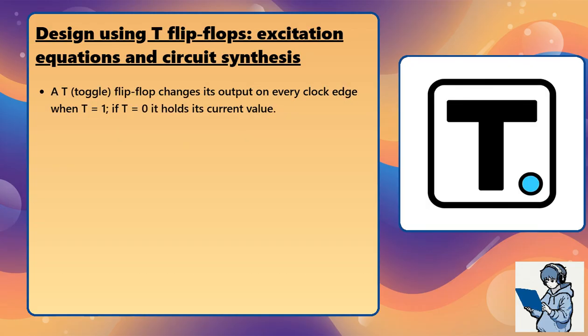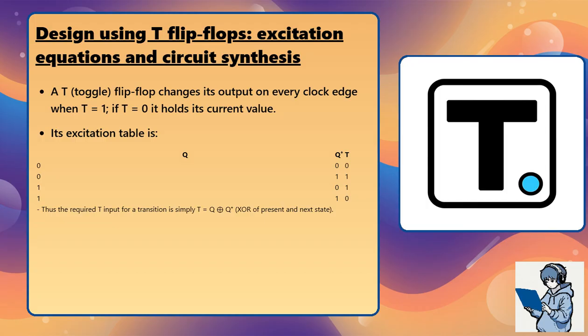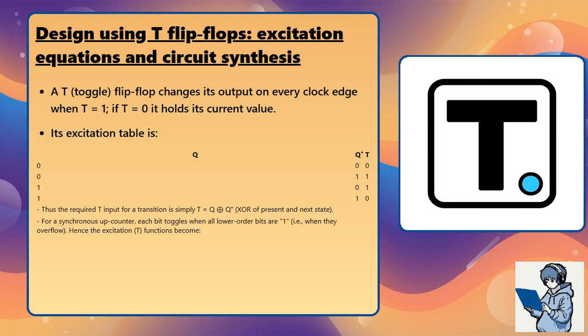A T (toggle) flip-flop changes its output on every clock edge when T equals 1. If T equals 0, it holds its current value. Q=0 to Q plus=0 needs T=0, Q=0 to Q plus=1 needs T=1, Q=1 to Q plus=0 needs T=1, Q=1 to Q plus=1 needs T=0. Thus, the required T input for a transition is simply T equals Q exclusive or Q plus, the XOR of present and next state. For a synchronous up counter, each bit toggles when all lower order bits are 1, that is when they overflow. Hence the excitation T functions become T sub 0 equals 1, the LSB always toggles.